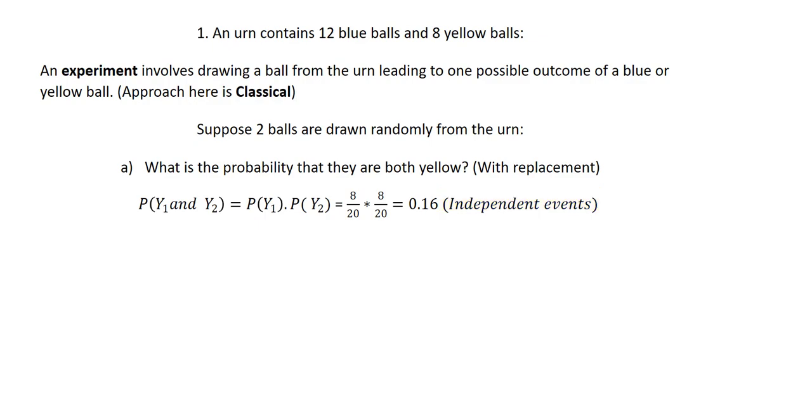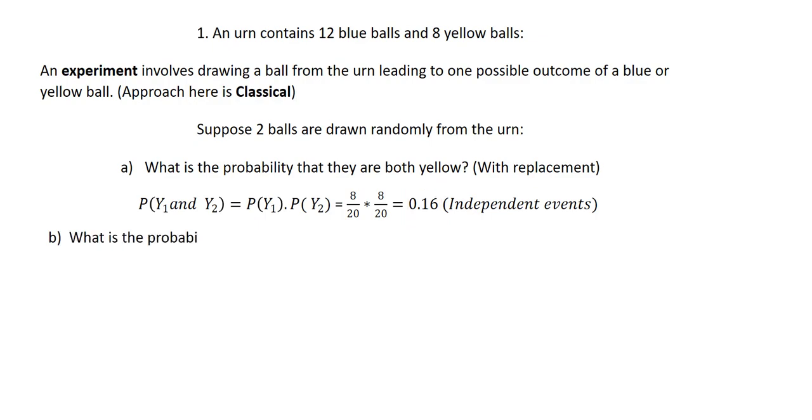So the probability of the first one being yellow will be 8 over 20. The probability of the second one being yellow will be 8 over 20. So the probability of both being yellow will be the product of these two, which will be 0.16.